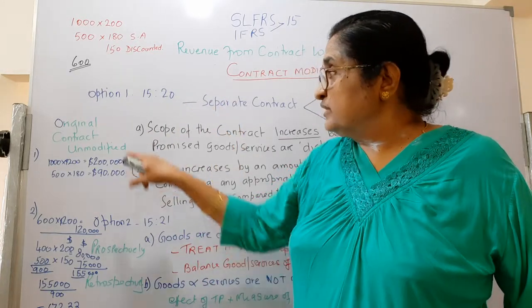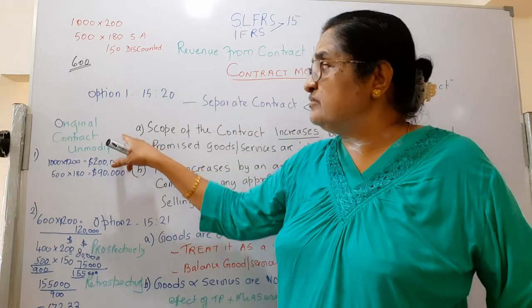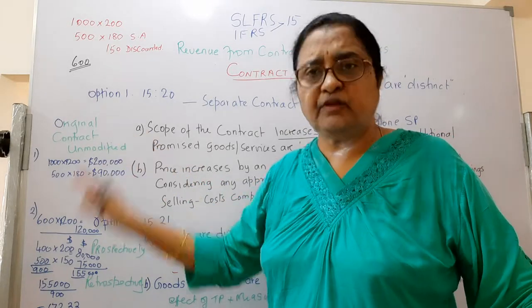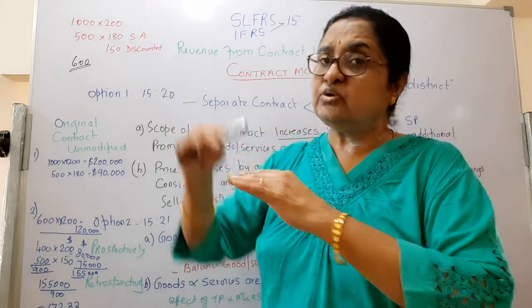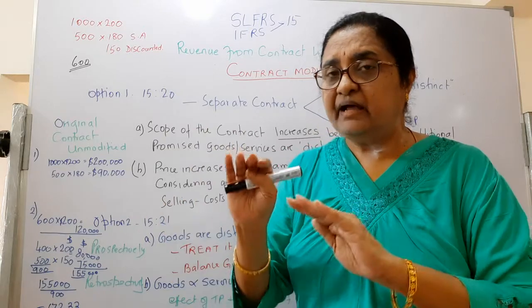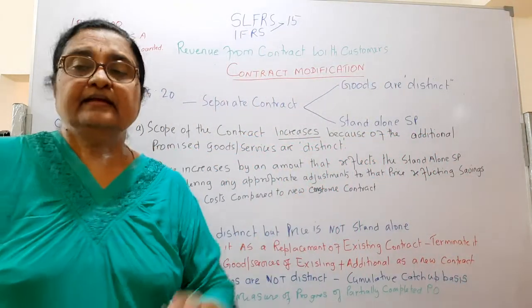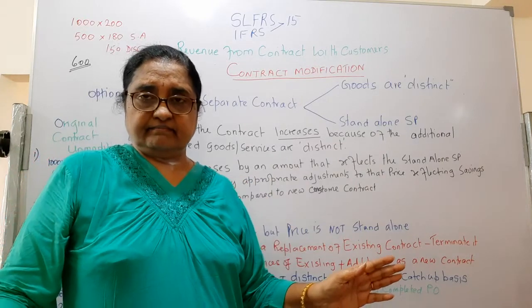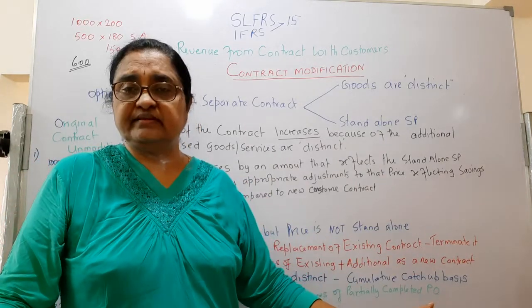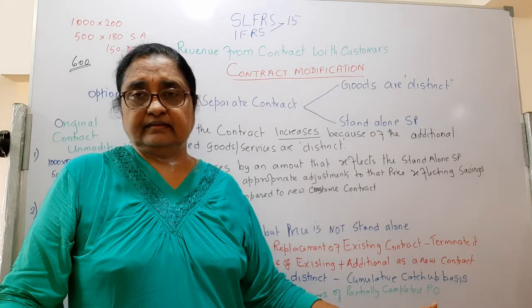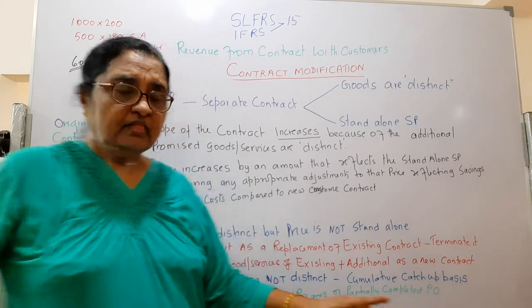retrospectively. In this case, if you are treating it as a separate contract, it is prospective. That means the past is not adjusted. Past revenue, the cumulative revenue that you have already recognized, is not adjusted. The subsequent one, you adjust it. That's what the standard says.